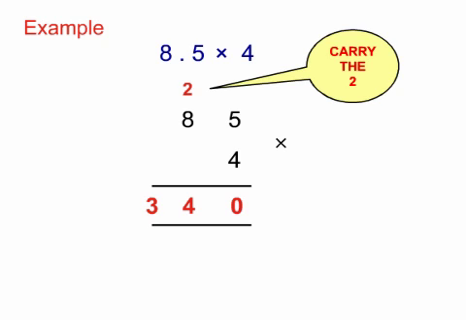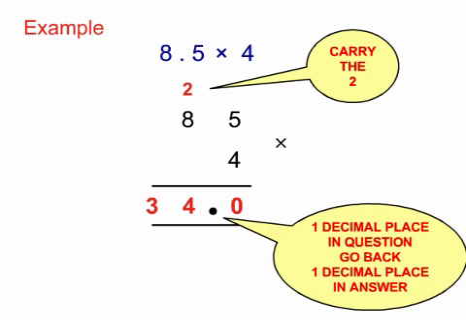Now we have to decide where to place the decimal point. And what you do now is to go up to the question again and count up how many numbers there are after the decimal point. Here we have one number, the 5, which is after the decimal point. There are no numbers after the 4. In other words, we have one decimal place.